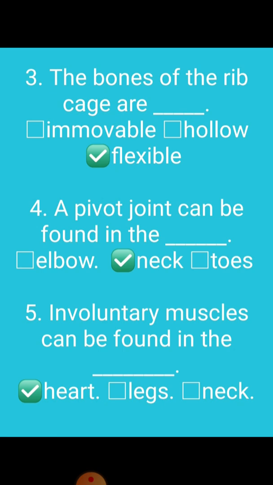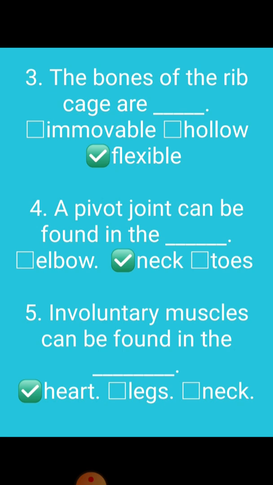Next, involuntary muscles can be found in the dash. Given options are heart, legs, and neck. And the correct answer is heart. Involuntary muscles can be found in the heart.